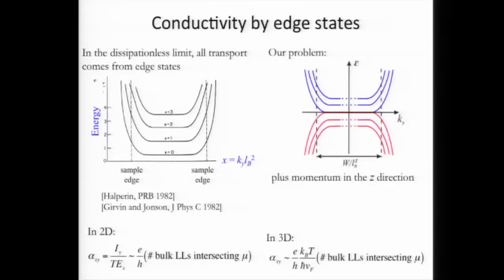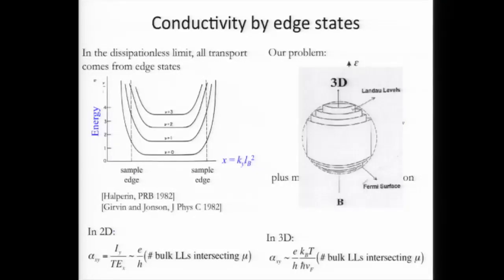And then you have some integer number that's like the number of bulk Landau levels intersecting the chemical potential. Now in 3D, your Landau levels sort of have this funny structure. They sort of look like, I don't know, cylinders or something that increase in diameter as you turn up the magnetic field. But the point is that unlike in 2D, where you can have a chemical potential in between Landau levels, in 3D your chemical potential is always intersecting some number of Landau levels. So this thing never goes to 0. It's always finite, this alpha xy.